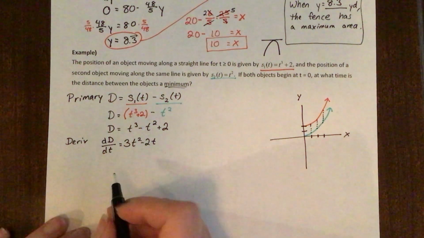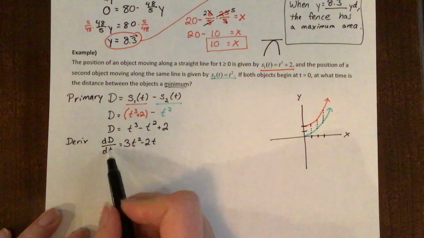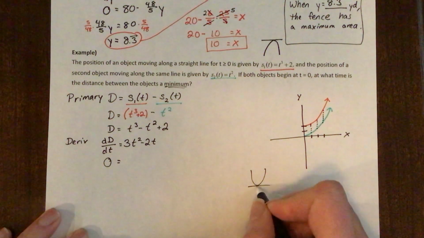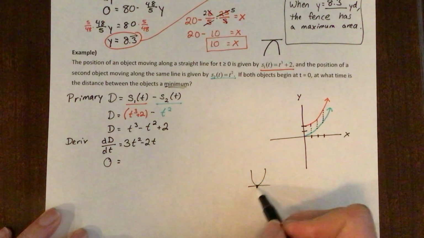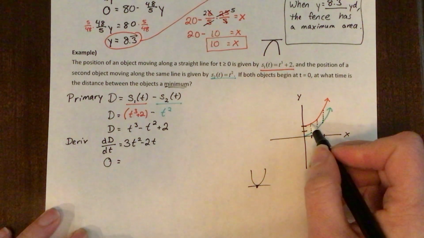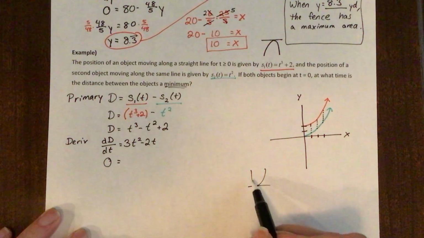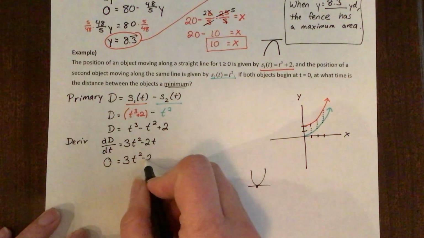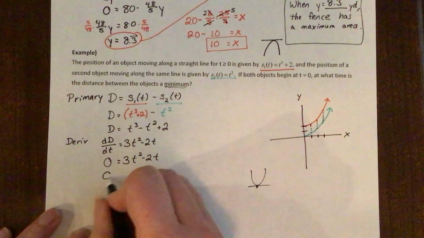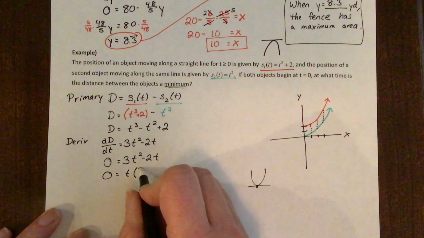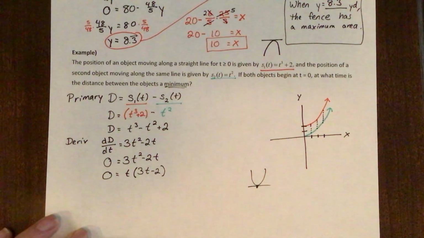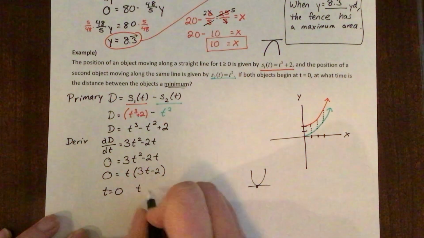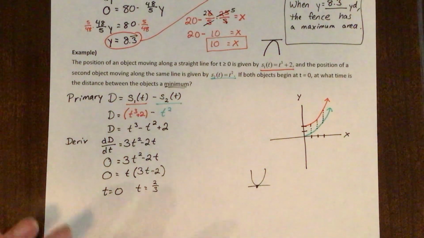All right, we set our derivative equal to 0 because we want the minimum, and that happens where a slope is 0. And this curve, whatever it is, is the distance between the two curves. Those would be all the y values of that. Okay, so 0 equals 3t squared minus 2t. Factor out a t. T times 3t minus 2. So that means t equals 0, and t equals, what, 2/3? Positive 2/3.